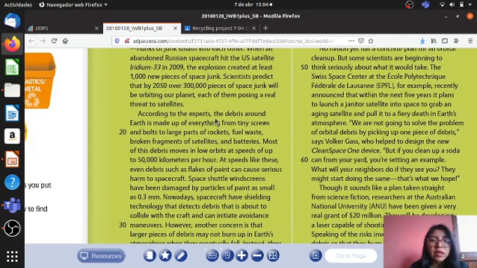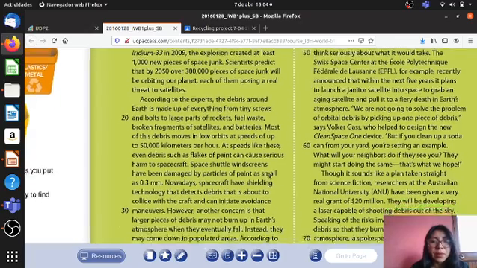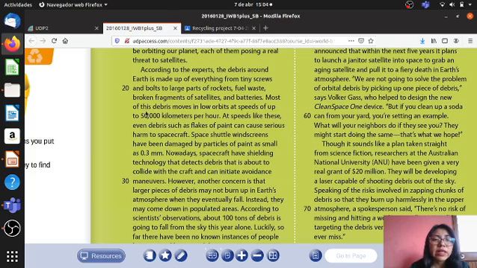According to the experts, the debris around Earth is made up of everything from tiny crumbs and balls to large parts of rockets, fuel waste, broken fragments of satellites, and batteries. Most of this debris moves in long orbits at speeds of up to 50,000 kilometers per hour. At speeds like this, even debris such as flakes of paint can cause serious harm to a spacecraft.